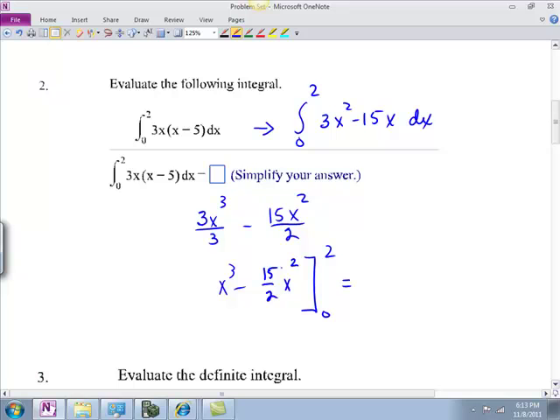Okay, so when we do 0, are we going to get 0? Yeah, so I don't have to worry about that second part really. But we've got 2 cubed minus 15 halves times 2 squared, and then it'd be a minus 0. I'll just put that there. And so let's see what you come up with for the number.